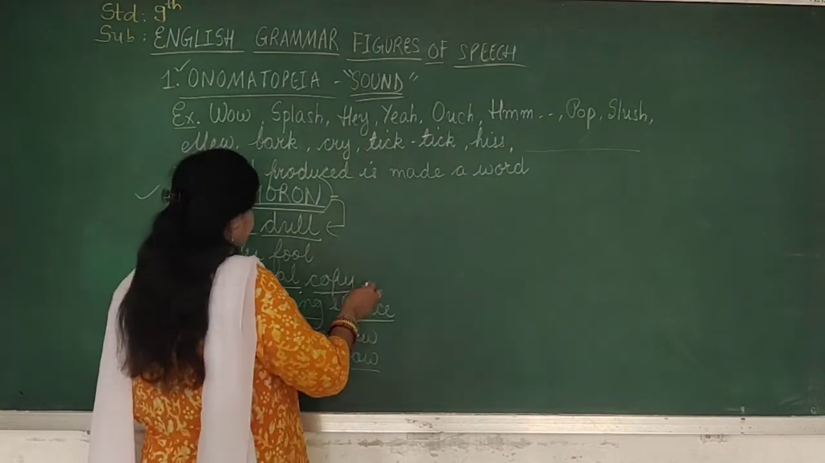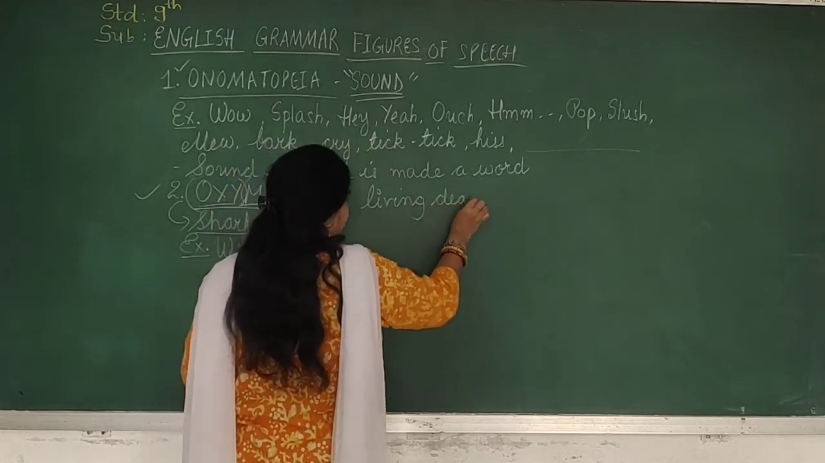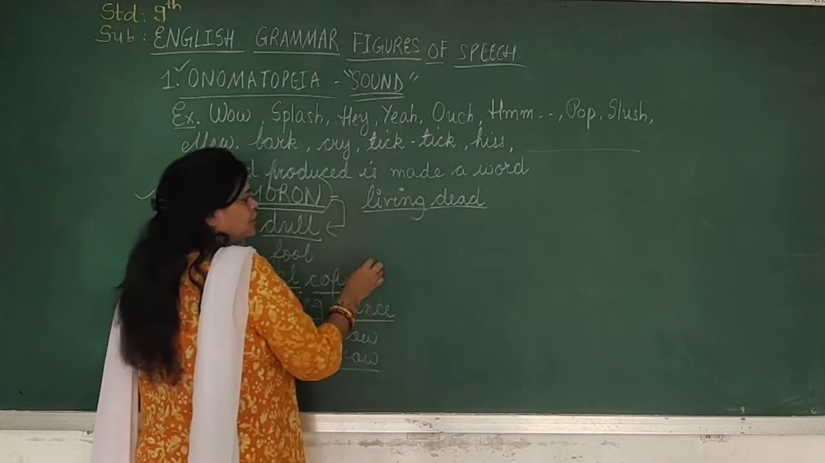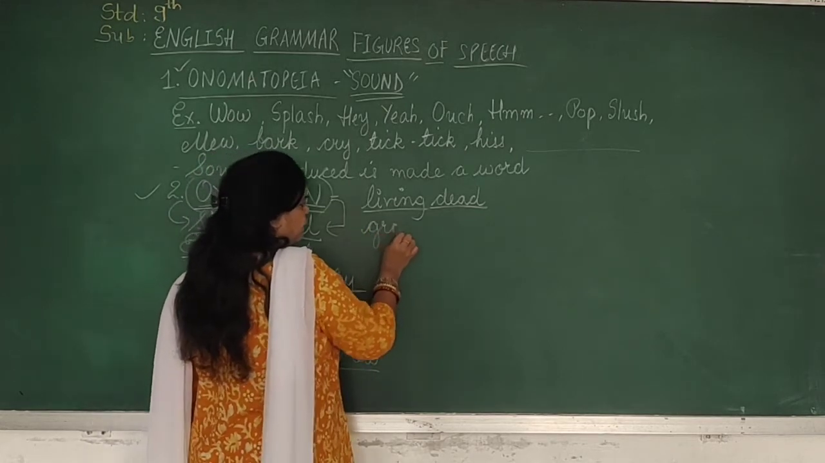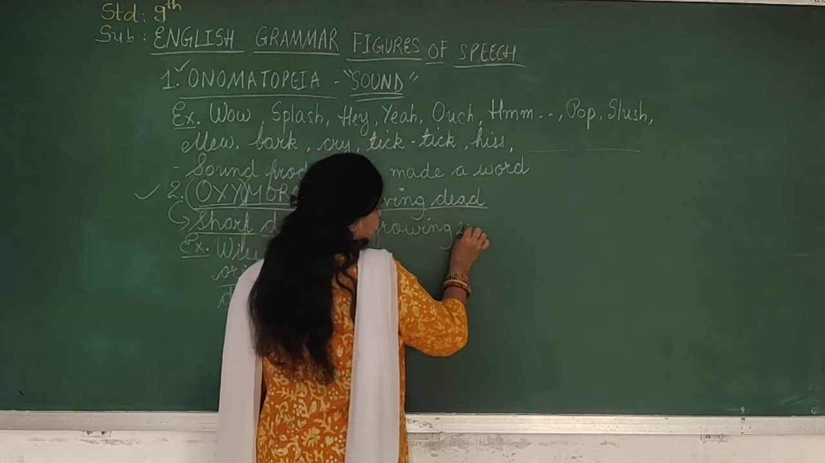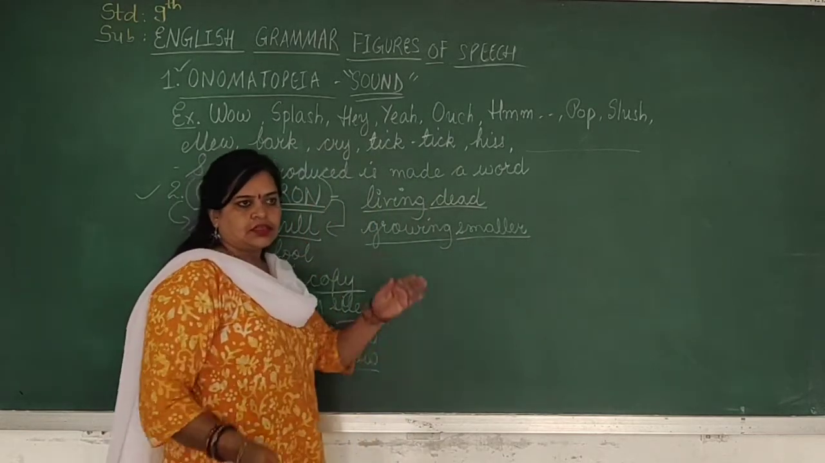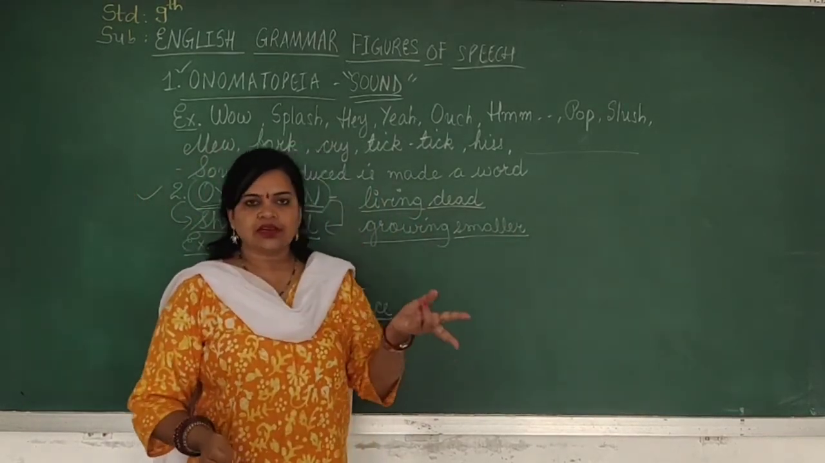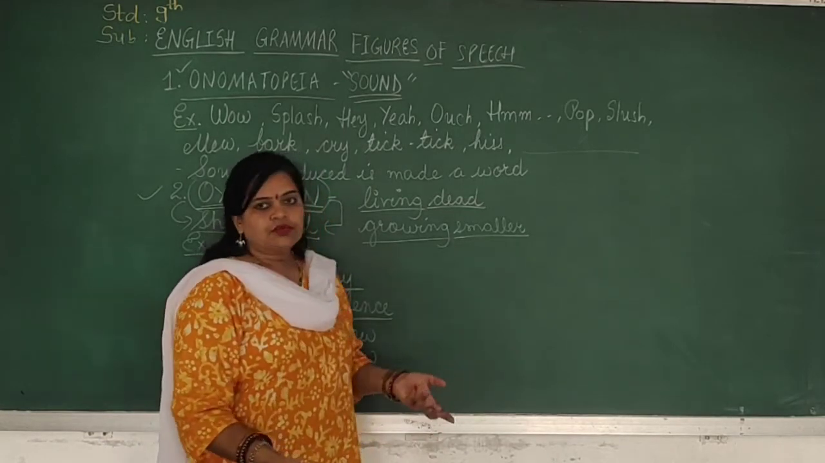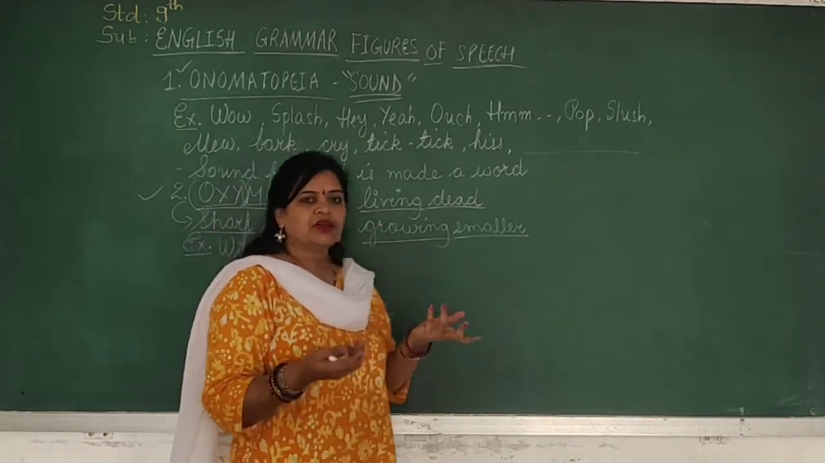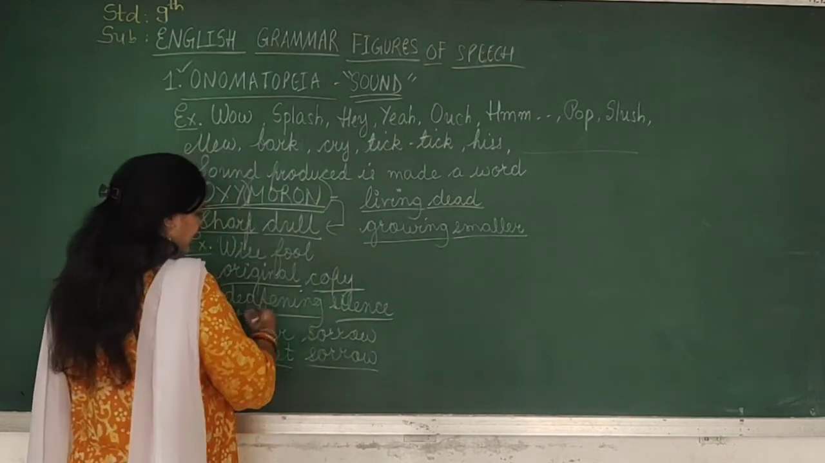Then living dead, growing smaller. Living and dead are two contradictory words. Then growing smaller: the moon was growing smaller. In some poetry, we see these words. Smaller and growing are both contradictory, opposite words. To grow means to increase in mass and volume, but to become small means to decrease. Still, in poetry we use "the moon was growing smaller" to increase the musical effect of the poem. Can you also try some more in this?